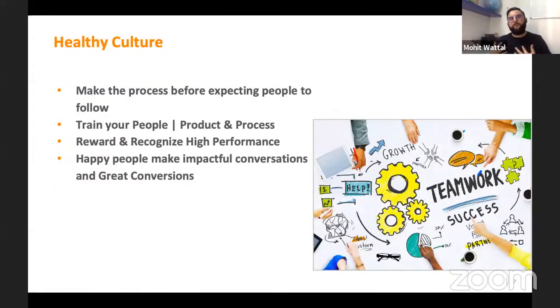One of the most critical parts that I've seen and realized in my 12, 13 years of experience is, what kind of culture do you have as an organization, right? I have seen organizations expecting their resources to follow a particular process. And if you ask them, what is the process? Is there a document available for that process? They won't be able to give you one.